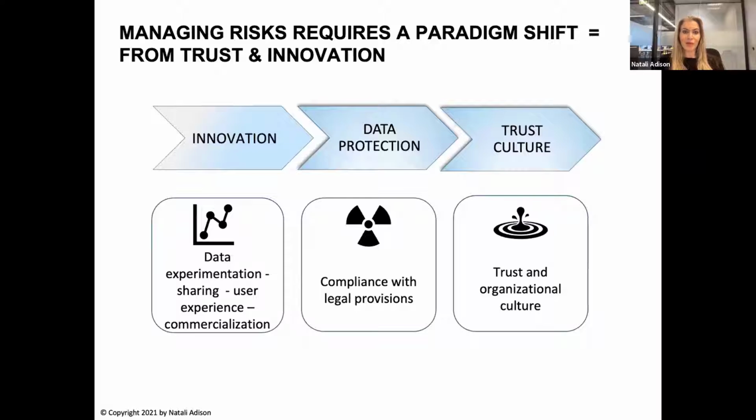Managing risk requires a paradigm shift. A lot of companies, not all of them, are based on an ecosystem where they evolve everything and everyone around trust and innovation. They have this idea, they want to innovate, they are doing a lot of data sharing, and they are very much compliant with data protection rules and laws. But they're built on a trust culture whereby they trust the entire network and everybody included in it. This type of ecosystem model does not contribute to managing risk.